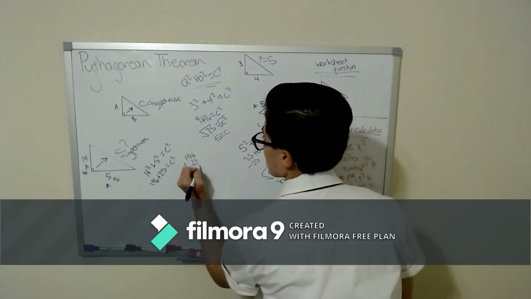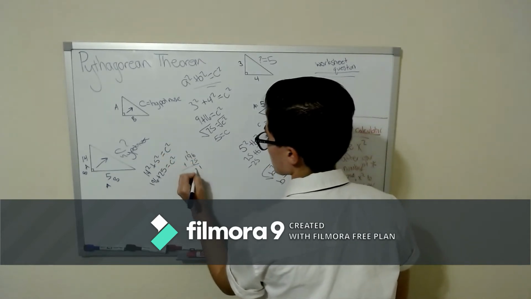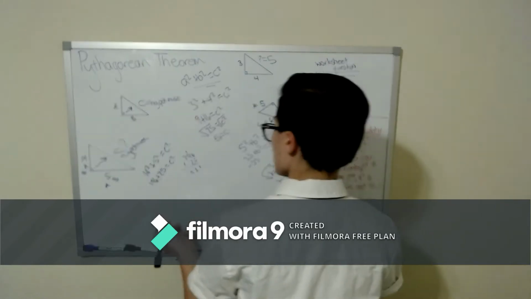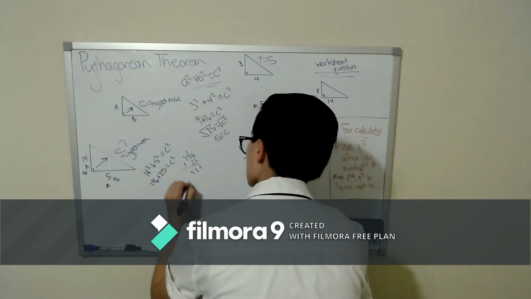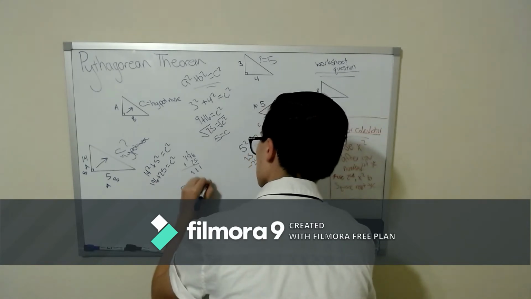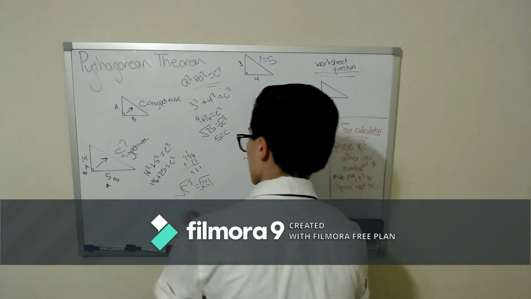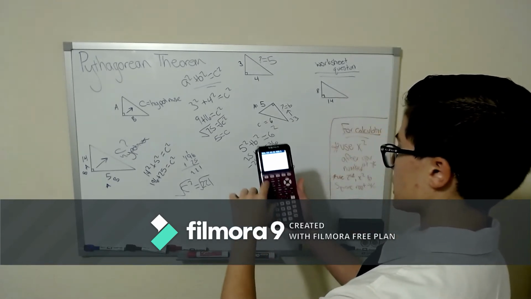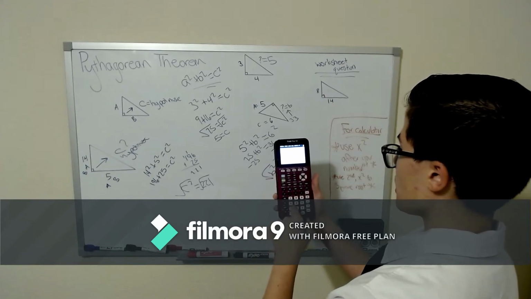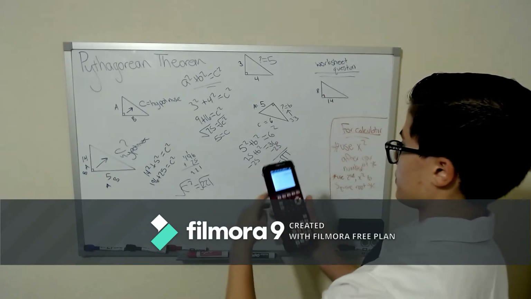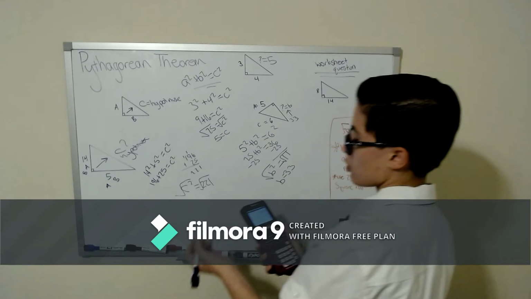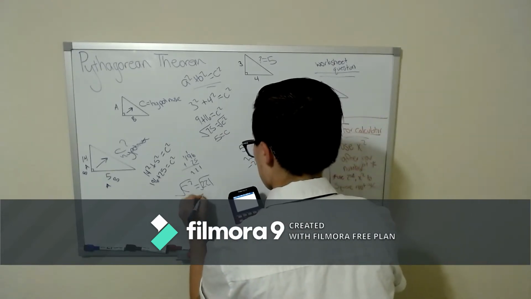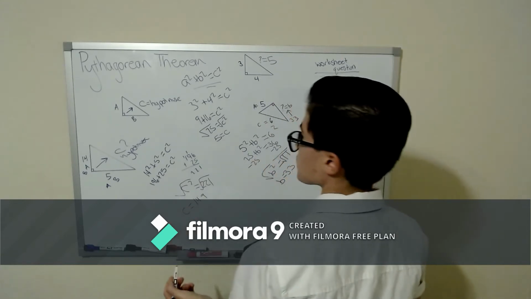Let's do it that way. 11, 12, 221. So C squared equals 221. You would square root both sides. Again, on the calculator, you'd do second square root 221, enter. And it would be 14.9 because you want to round up. And that is what C equals.